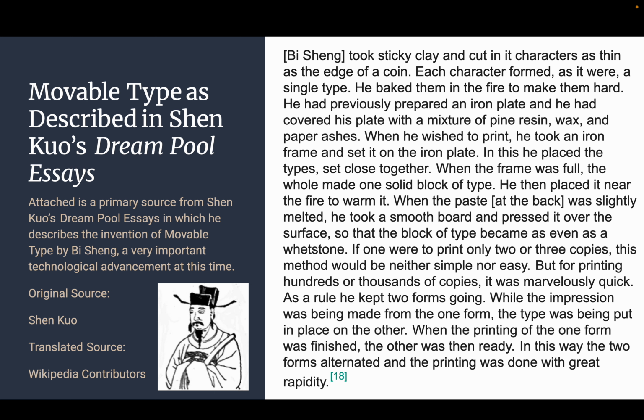I wanted to find a primary source to describe how movable type was invented and to show the way society received it and the effects it had on everything. So I found a description of the invention of movable type in Shen Kuo's Dream Pool Essays. On the right, I have the translated source, which was found on Wikipedia, and I just wanted to highlight some of the things in it.